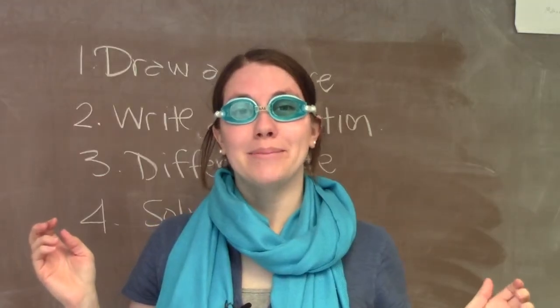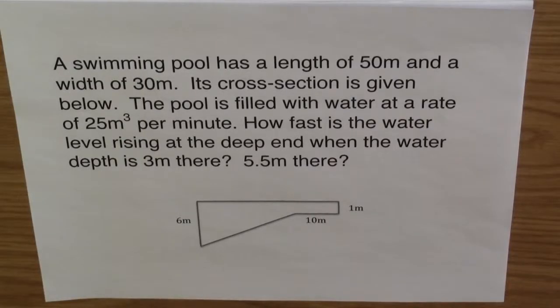Here's a swimming problem. A swimming pool has a length of 50 meters and a width of 30 meters. Its cross-section is given below in the picture. The pool is filled with water at a rate of 25 cubic meters per minute. How fast is the water level rising at the deep end when the water depth is 3 meters there?